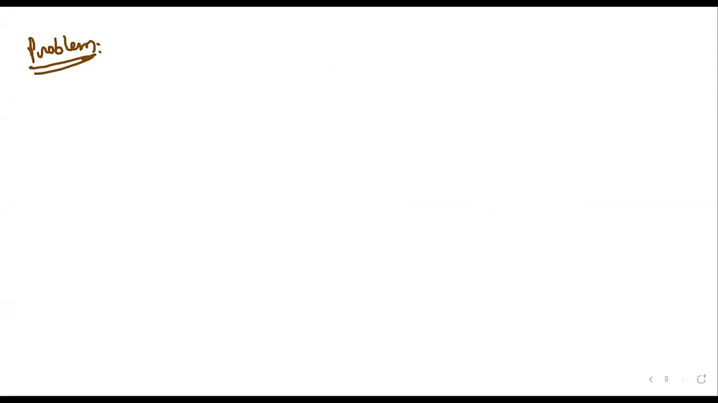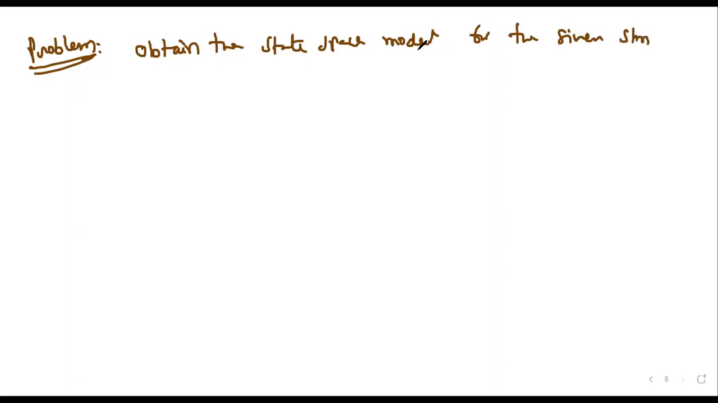Simple problem we'll see now. Later we'll continue those problems. Obtain the state space model for the given system. What is that system? Y of s by U of s is equal to 2 by s square plus s plus 1. Okay, this is the system.